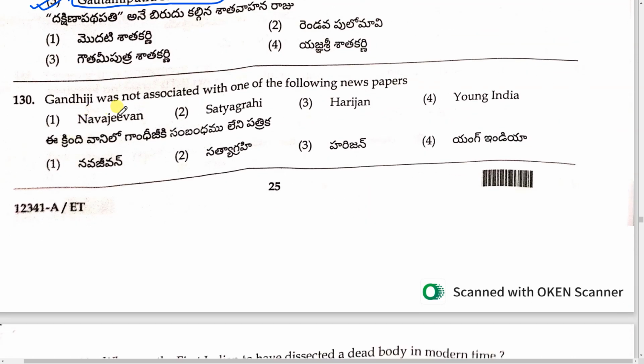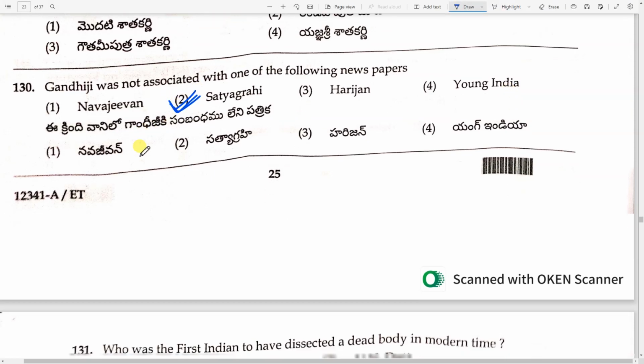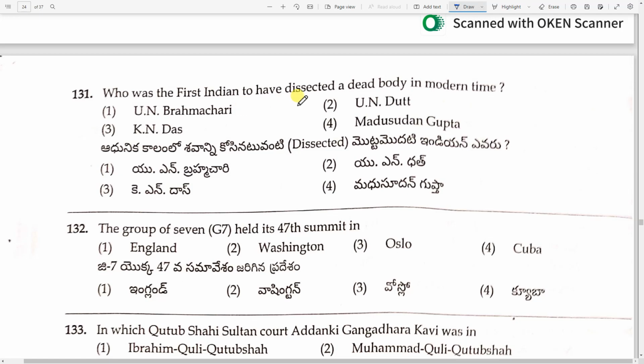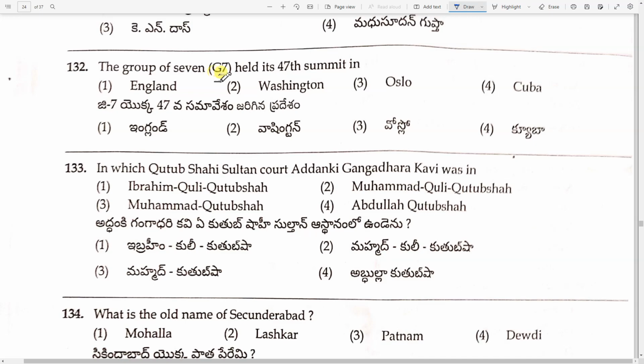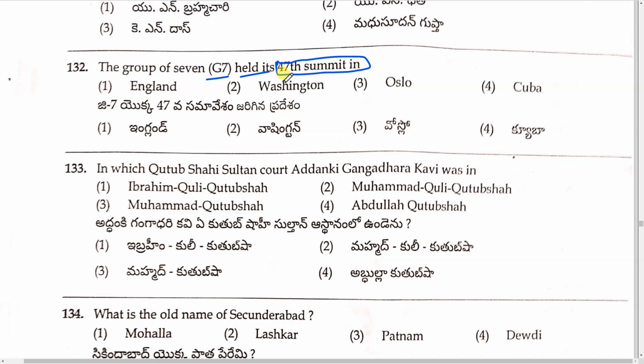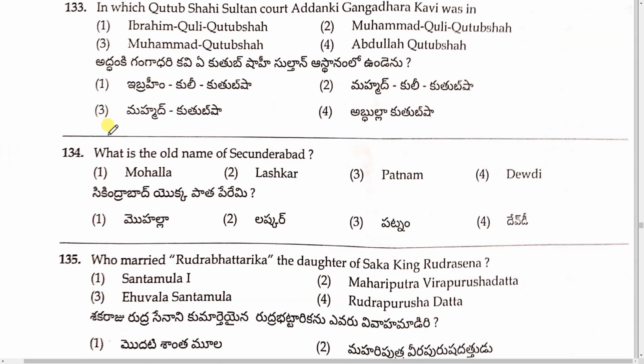Gandhiji was not associated with one of the following newspapers. Which was that? Navjivan, Satyagrahi, Harijan, or Young India? Who was the first Indian to have dissected a dead body in modern times? This was Madhusudan Gupta. The Group of Seven, G7, held its 47th summit in England, in which place?